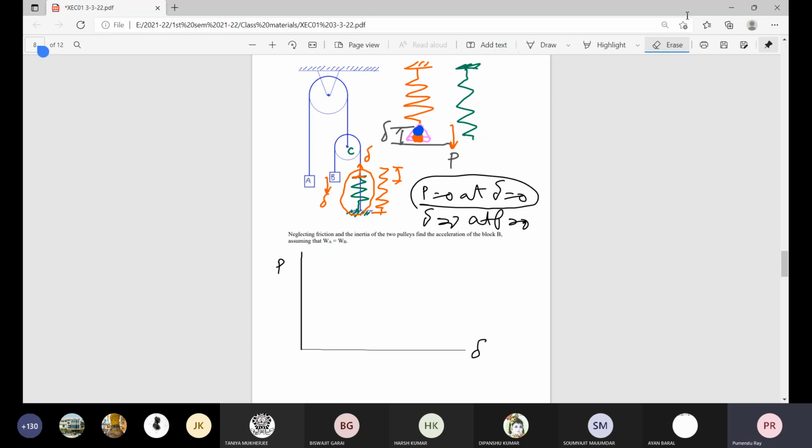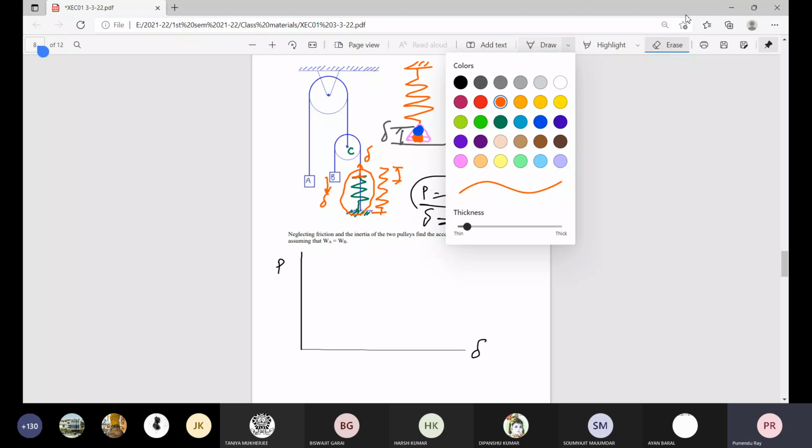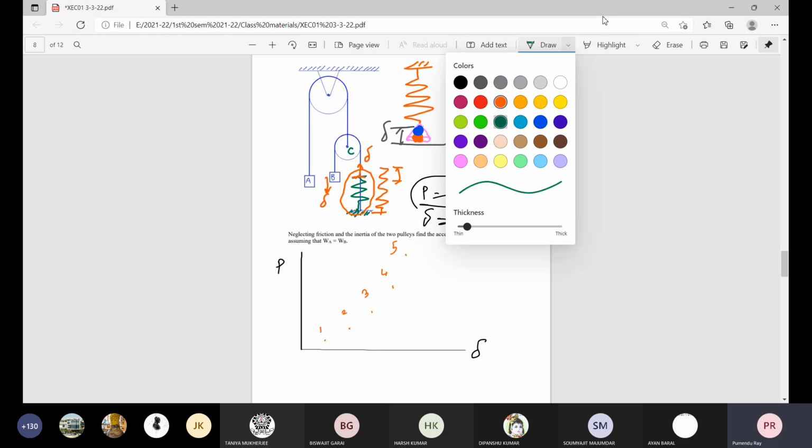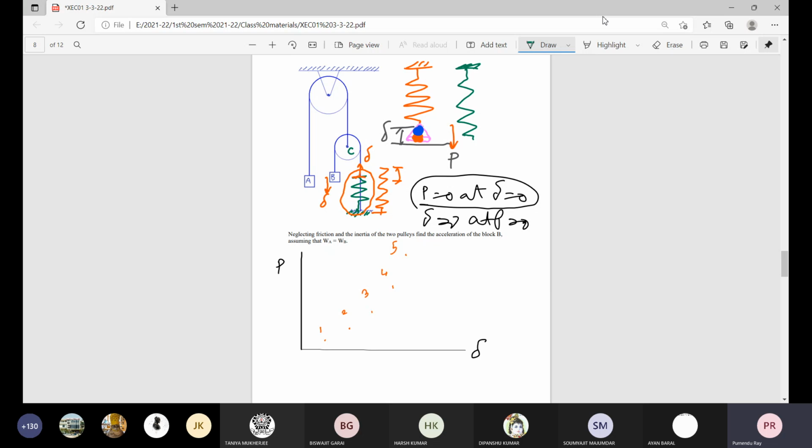Maybe experimentally you find the P delta, P delta, P delta for different combinations 1, 2, 3, 4, etc. And when you plot it, location 1 is here, location 2 is here, this is 3, 4, 5, etc. And when you join these data points, P1 delta 1, P2 delta 2, P3 delta 3, etc., you will get this type of parabola type curve.